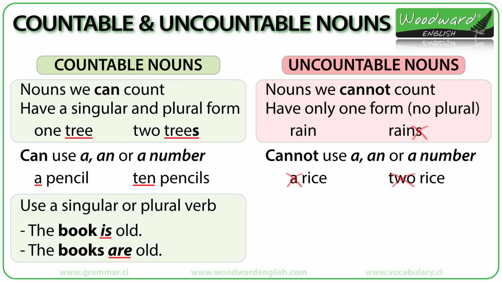Countable nouns can use a singular verb or a plural verb. For example, the book is old. Book is a singular noun, so we need a singular verb. The books are old. Books is a plural noun, so we need a plural verb.